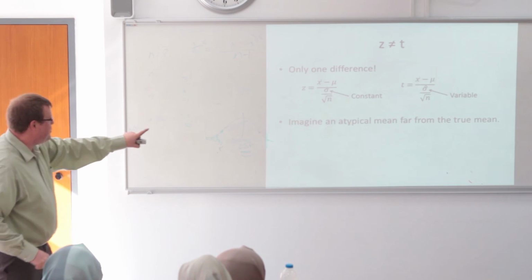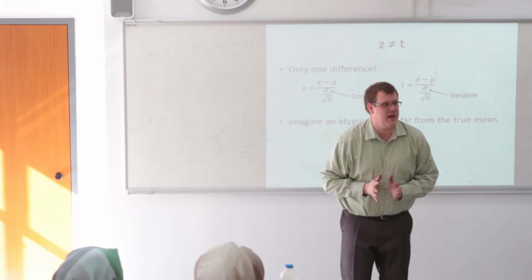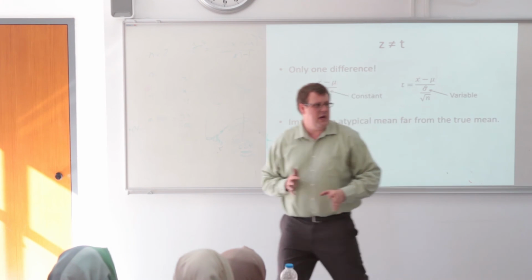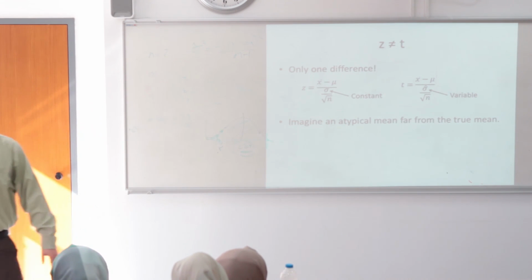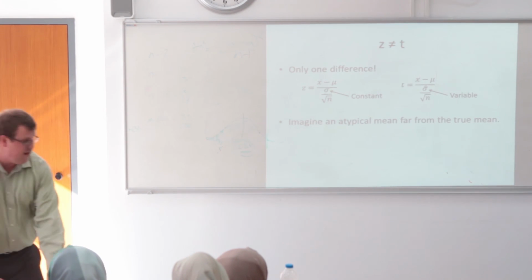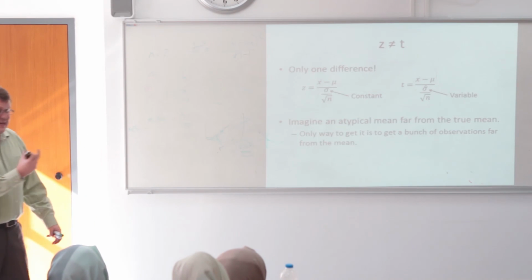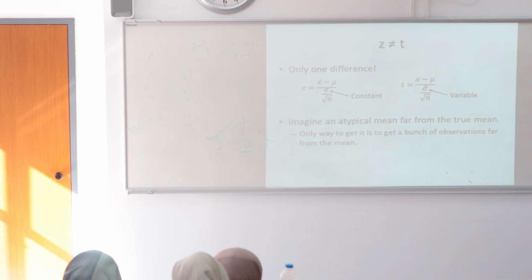So, imagine that we have an atypical mean. Imagine that the true mean is 100, okay? Now, if we take a sample of size 2, when are we going to get a sample mean of 50? Well, we could get one of 0 and one of 100. We could get one of 50 and one of 50. But if it's really an atypical value, what's going to happen is that you're going to only get that when you have a bunch of observations that are really far from the mean, right?